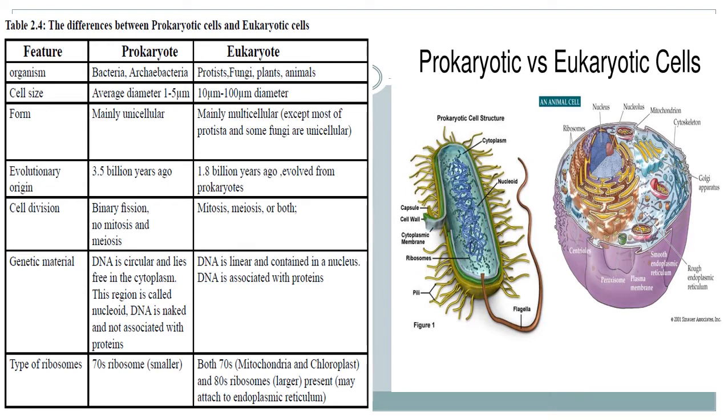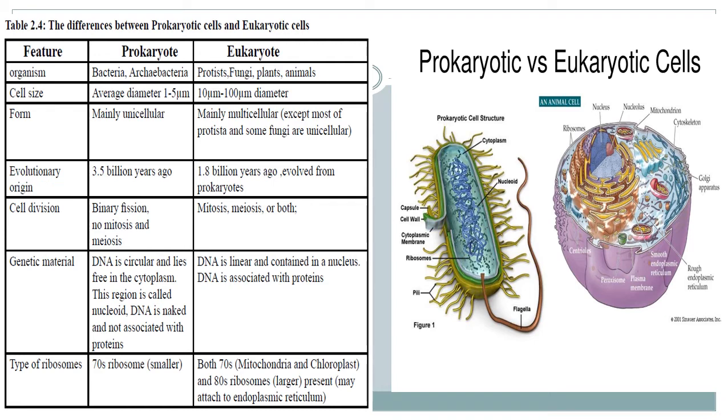Okay, now prokaryotes originated about 3.5 billion years ago, while eukaryotes originated about 1.8 billion years ago, and they have evolved from the prokaryotes. In prokaryotes, cell division is just binary fission. They just divide, so there's no mitosis or meiosis taking place. Whereas in eukaryotes, you get mitosis, meiosis, or both taking place.